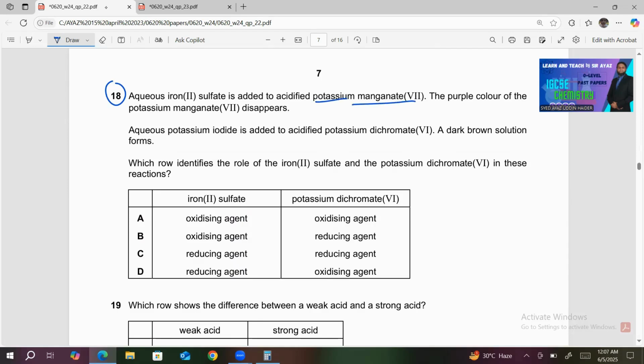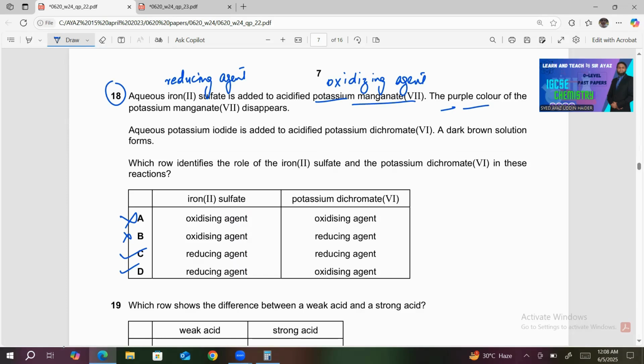Potassium manganate, you know that it's an oxidizing agent. And if it is reacted with a reducing agent, it will definitely undergo a change in color. The change in color indicates that it definitely reacted with a reducing agent. So iron(II) sulfate is a reducing agent here. Either C is correct or D is correct. Both A and B are incorrect.